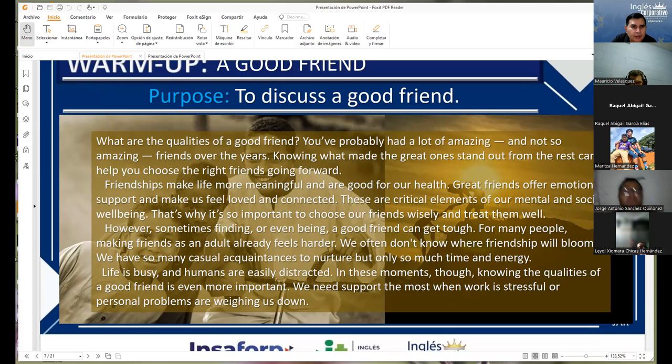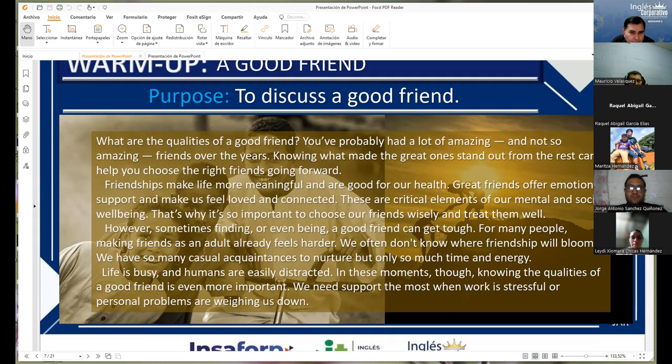Okay, let's see. The purpose is to discuss a good friend. What are the qualities of a good friend? You probably had a lot of amazing and not so amazing friends over the years. Knowing what made the great ones stand out from the rest can help you choose the right friends going forward. Friends make life more meaningful and are good for our health. Great friends offer emotional support and make us feel loved and connected. These are critical elements of our mental and social well-being.